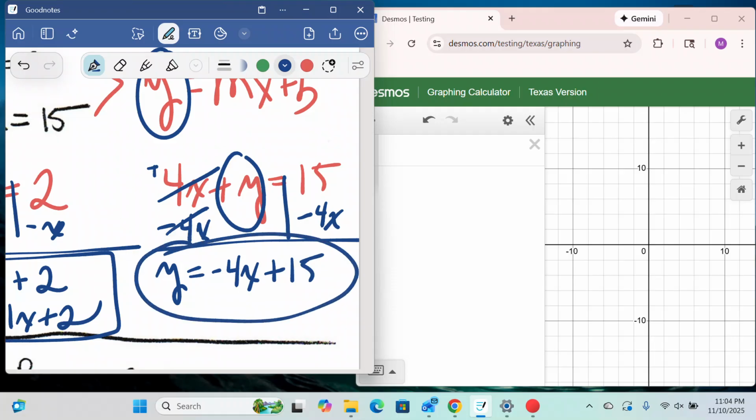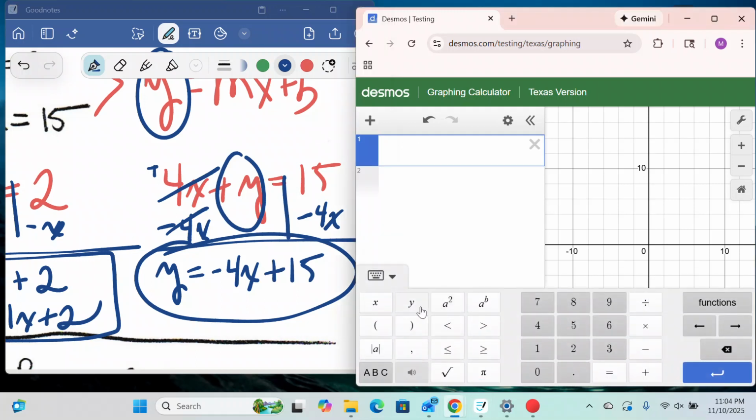So now I have the two equations of the system of linear equations. I have one. I can input this one as, and I don't even have to put the y equals, I can just input it as negative 4x plus 15. There's my system. I have my x-intercept, I have my y-intercept, I have everything I need. I have my slope, my rate of change of negative 4.